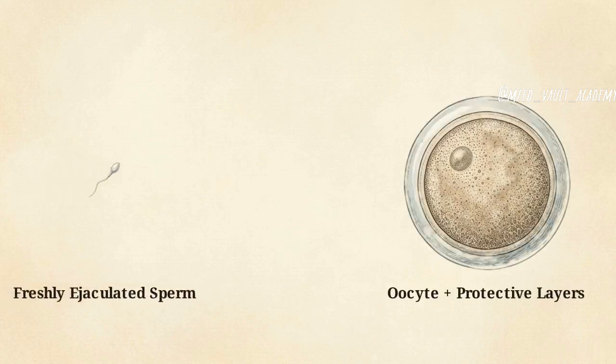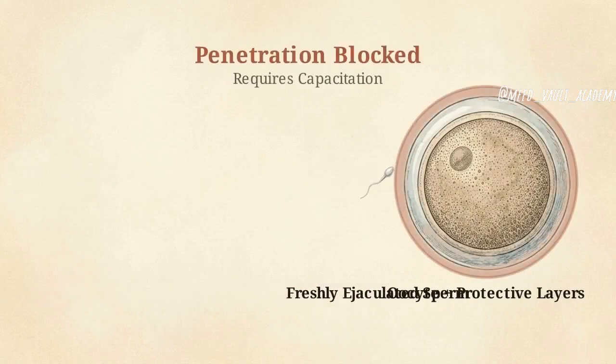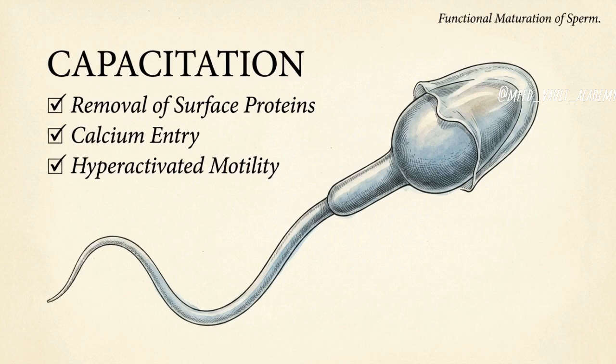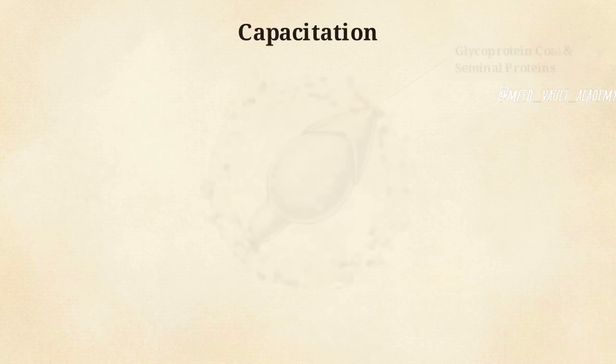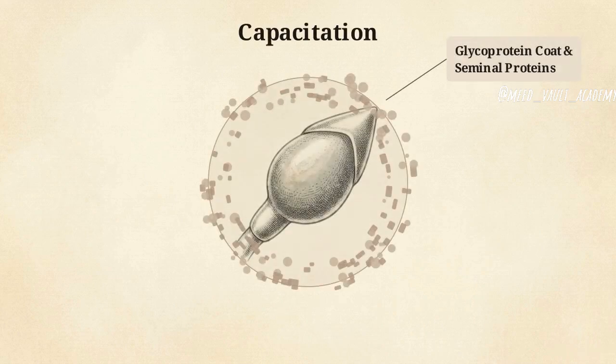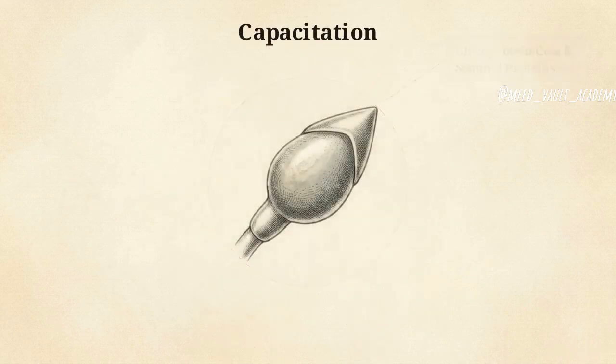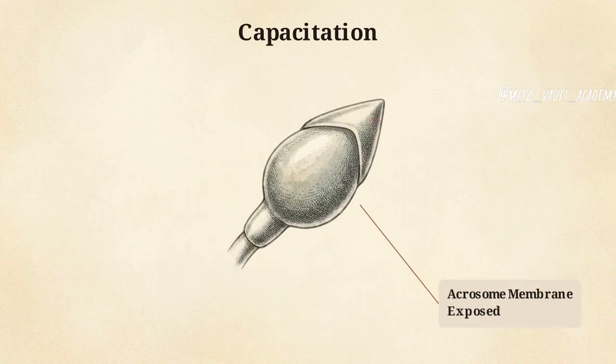Even upon reaching the oocyte, freshly ejaculated sperm are not yet capable of completing fertilization. They must first undergo capacitation. As noted here, this is a 7-hour conditioning period involving biochemical interactions with the mucosal surface of the uterine tube. During this time, a glycoprotein coat and seminal plasma proteins are removed from the plasma membrane overlying the sperm's acrosome.